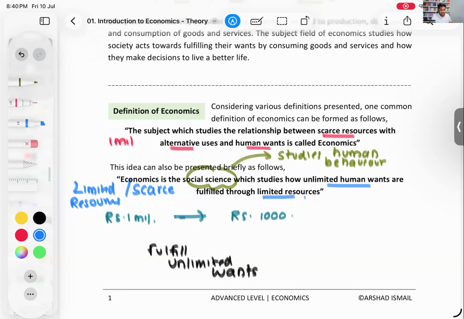Is there a chance to get more marks when we use fancy words? No. Use the proper words that are there in the notes. Fine. That is the definition of economics broadly, what it means.